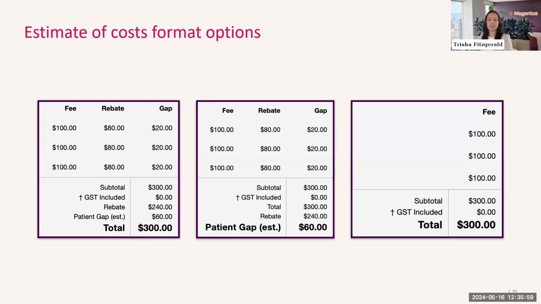The final option is to display the fee only with the total in bold. This is designed for those times that you don't want to display the patient gap estimate and would like the patient to discuss this with the health fund themselves. This can also be used for quoting for uninsured patients or when a procedure doesn't qualify for a Medicare rebate, for example, those international insurance claims.